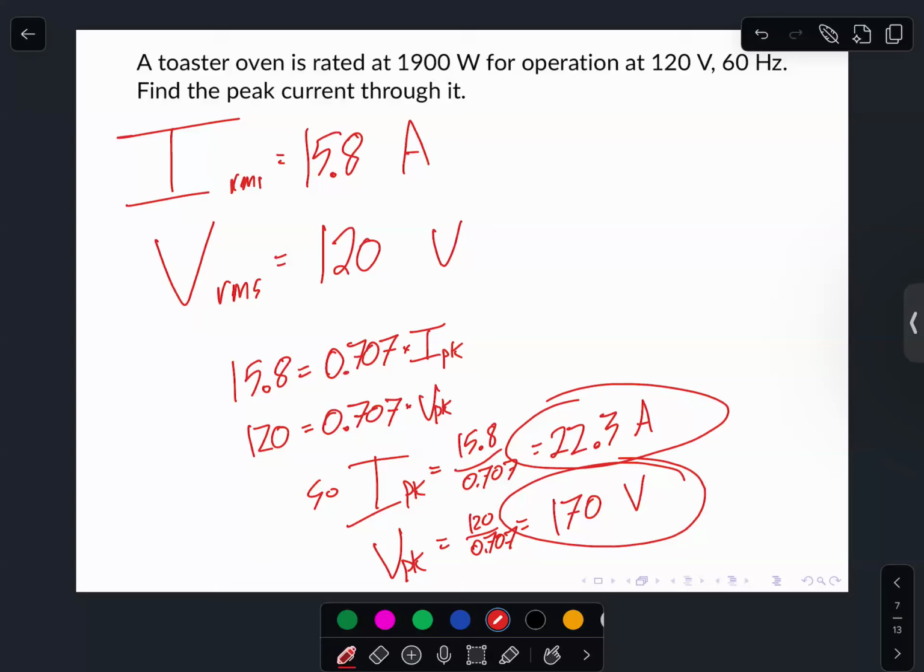For AC, there are two different ways of measuring the strength of the AC wiggle. So once I give you a wattage, you should think voltage and current are going to come out of this in RMS. AC wattage is always going to be in RMS. Then you may or may not want to convert to peak.